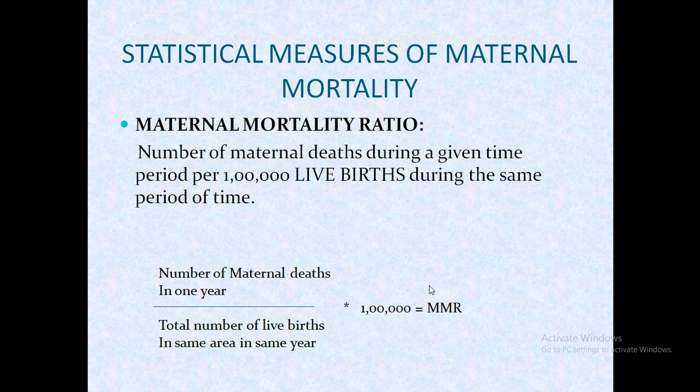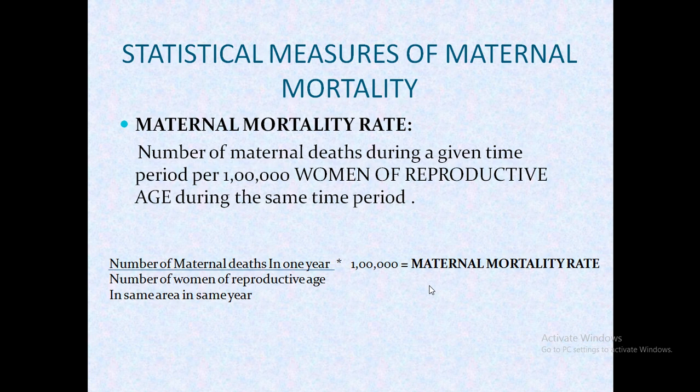Here the numerator is not completely a part of the denominator. All the pregnant women may not end with live births. Sometimes they may end with stillbirths also. So the numerator is not a part of the denominator. That's why we call this definition the maternal mortality ratio.